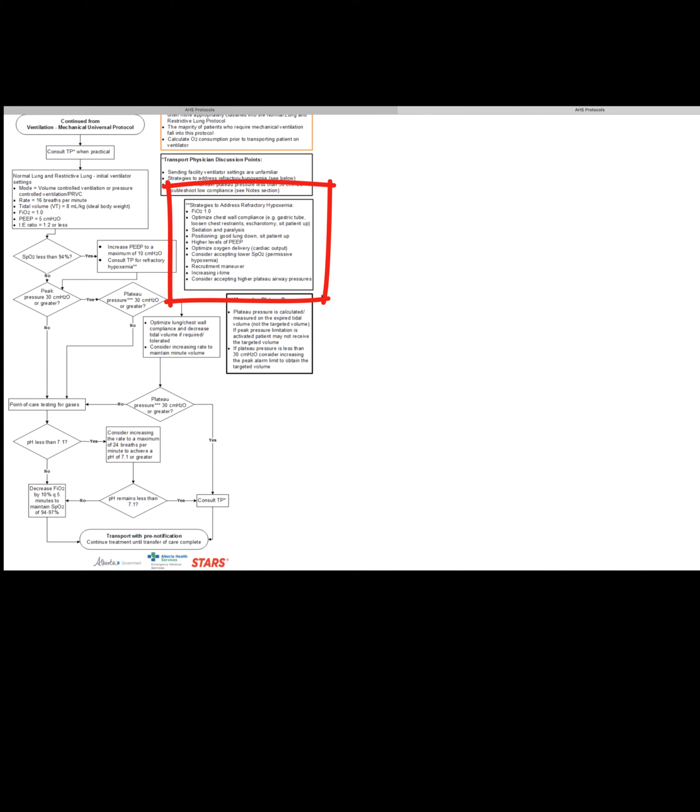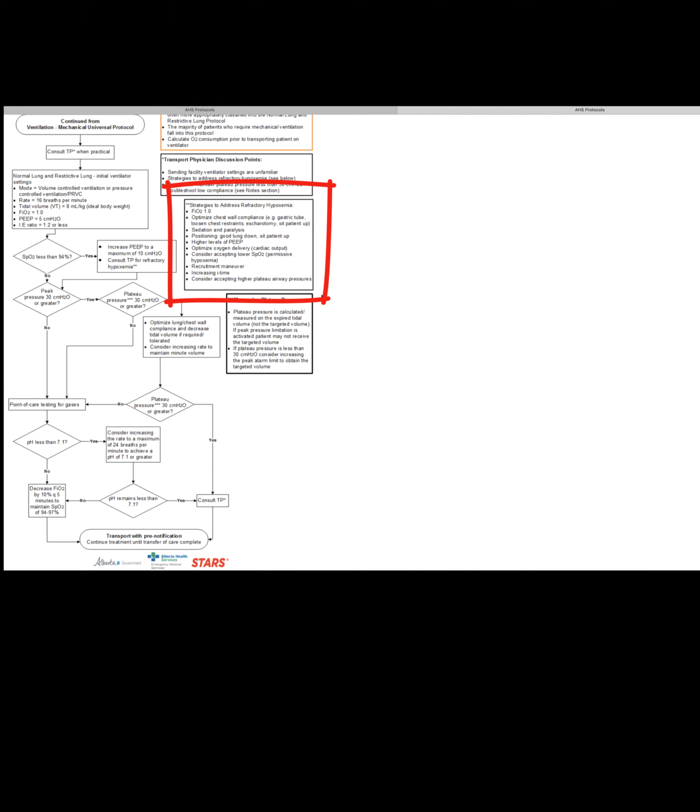A recruitment maneuver. This is most easily done on the Hamilton T1 by pushing the inspiratory hold key, which is on the right side of the front of the ventilator. When you push this, the ventilator will maintain the peak pressure until you let it go or until 15 seconds, when it automatically allows exhalation. But in that entire 15 seconds, it will maintain flow such that the peak pressure is maintained. So this is something to consider.